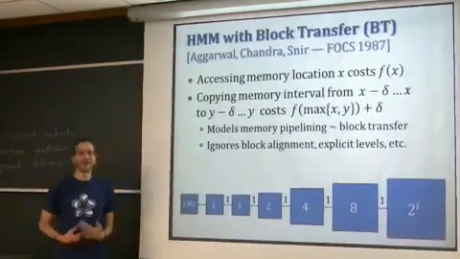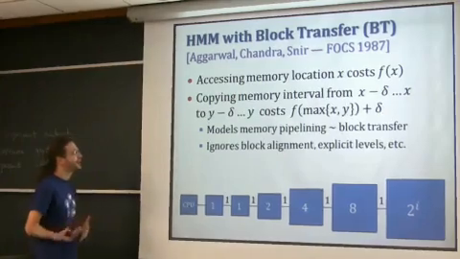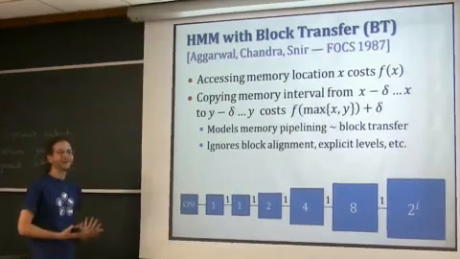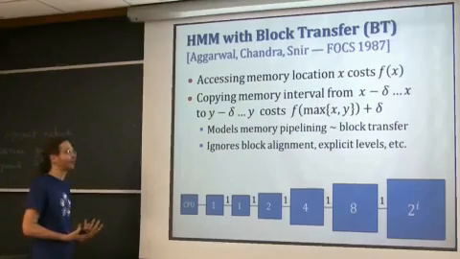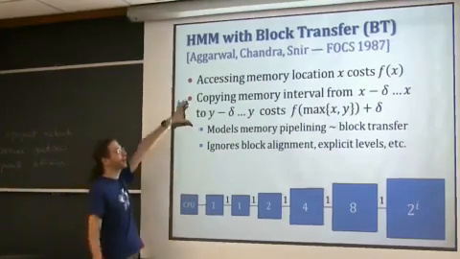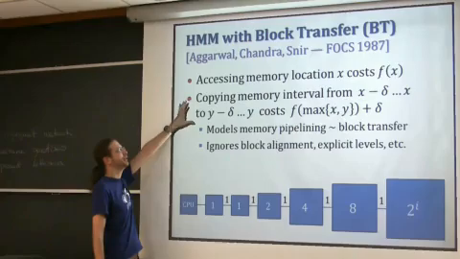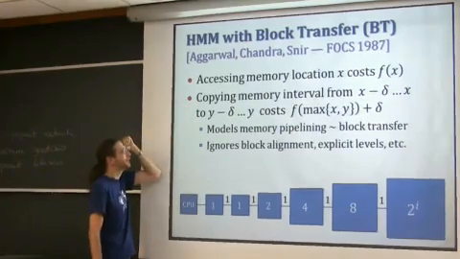The next model is called BT. It's the same as HMM, but they add blocks. But not the blocks that we know from computer architecture, but a different kind of block thing. It's kind of similar, probably up to constant factors, and not so different.